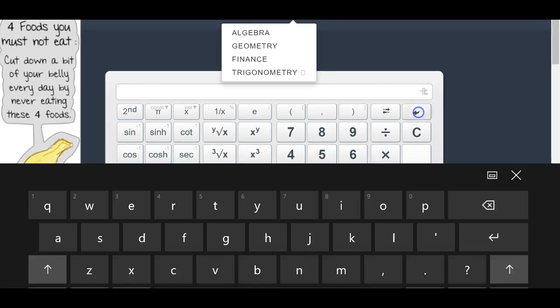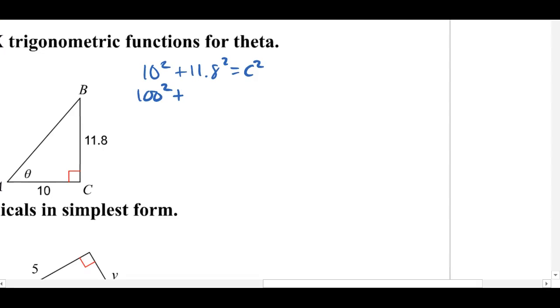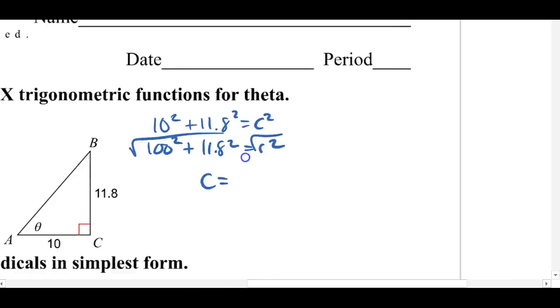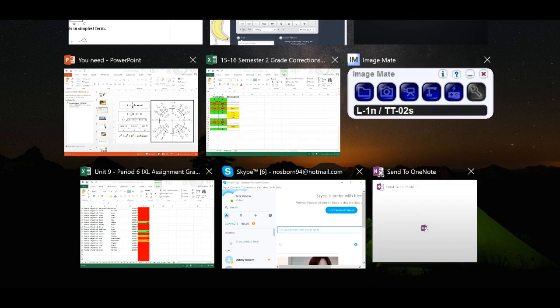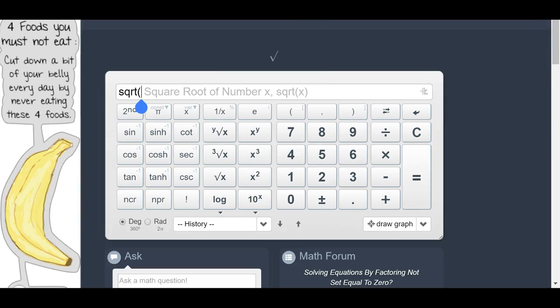And actually I'll do the whole thing. Let's take the square root of that. I'll just do it all together, do it all at once, save yourself some steps, and then we'll figure out what c is. Alright, so now we're going to do the square root of 100 plus 11.8 squared.